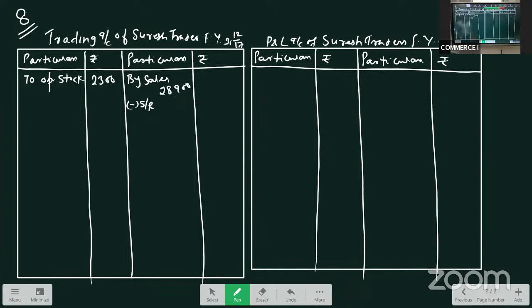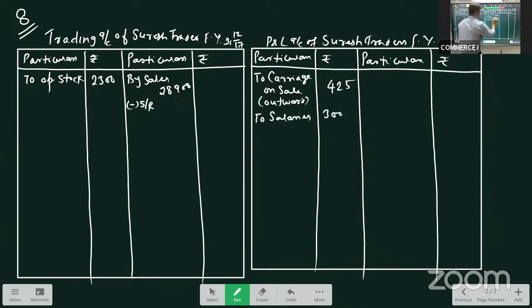Next is carriage on sales. Carriage is an expense. Carriage on purchases is given, we'll take it to trading account. Carriage on sales is given, we take it to P&L account. Carriage on sales is also called carriage outward, and carriage on purchase is also called carriage inward. So carriage outward is given as 425.